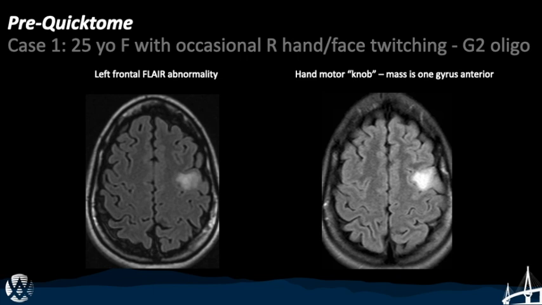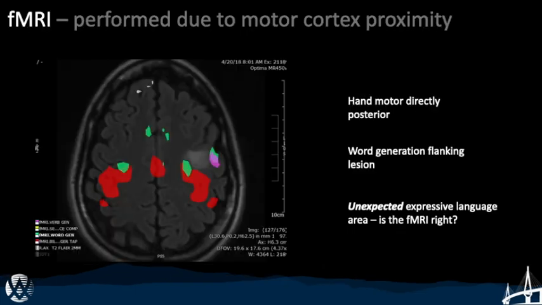So this is a 25-year-old who presented with occasional right hand and face twitching, clearly focal motor seizures, and had this FLAIR abnormality that appeared one gyrus anterior to the hand motor cortex. I did a functional MRI, a task-based fMRI for this, which I think most would do. You could see that those areas of red correlate to the finger tapping, bilaterally represented. And then you could see where the tumor is, and on either side of the tumor, and particularly a bit lateral to it, you see that there is word generation there.